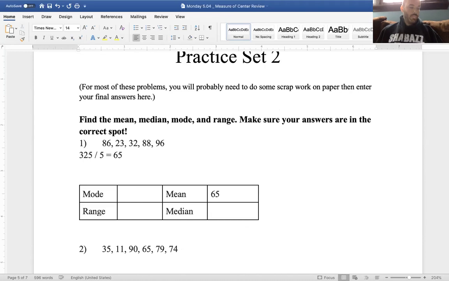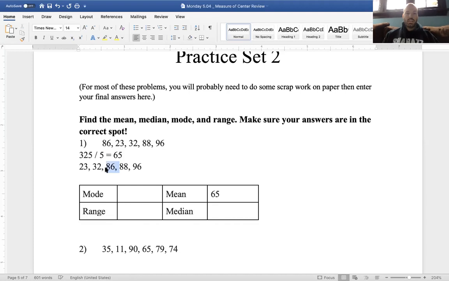Next, find the median. Got to line them up: 23, 32, 86, 88, 96. Which number is in the middle? 86 is in the middle. There's 2 on either side. So 86 is my median, middle, median.